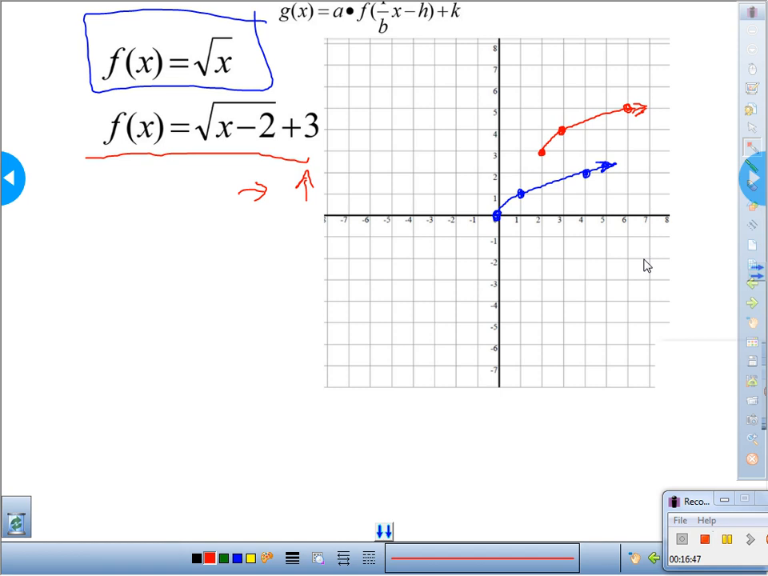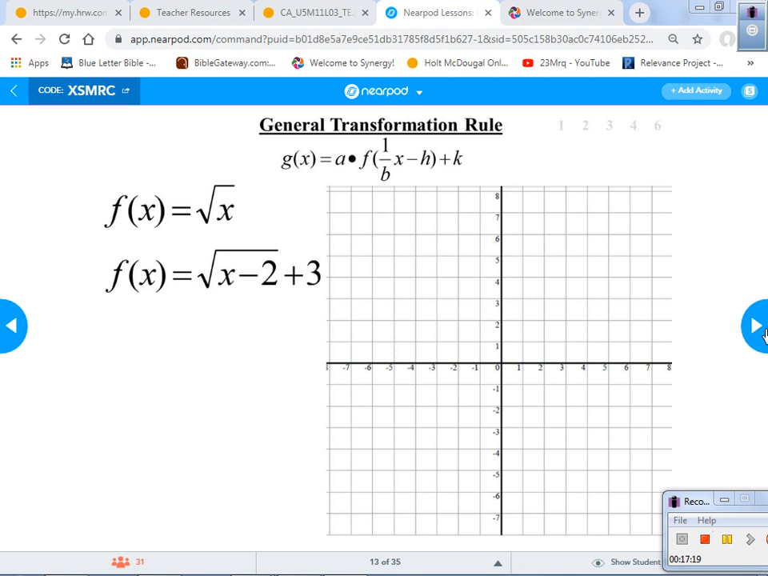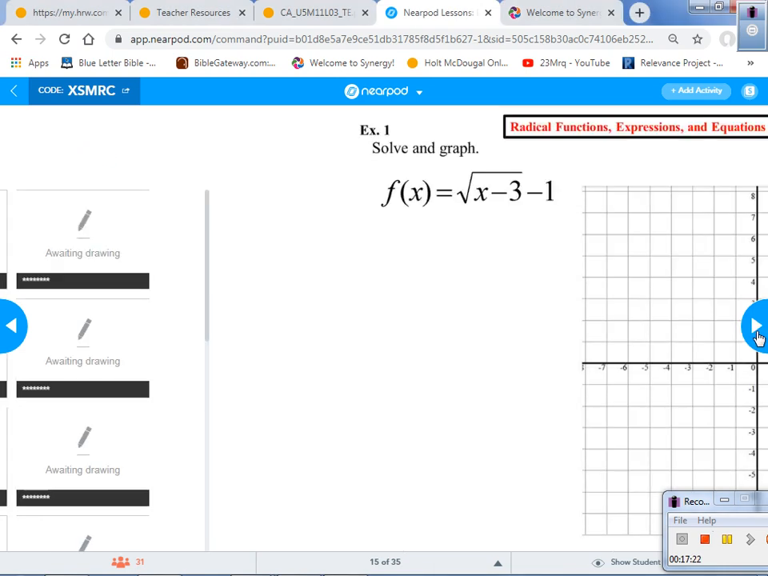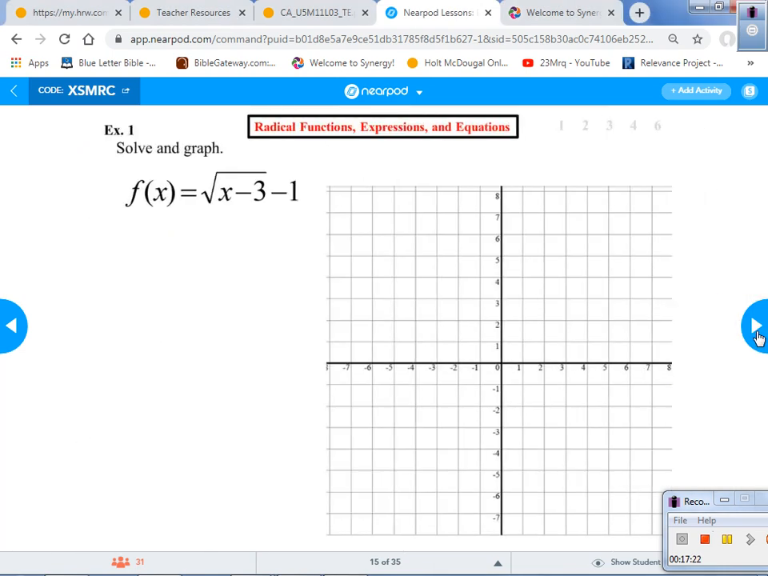All right, so now that we did a good introduction to graphing and transformations, now we're going to combine it. Now we're going to do one where we have to graph, and then we have to solve the function. Okay? Y'all ready? All right, let's go to the next problem. Here we go. Example number 1. Solve and graph f of x equals the square root of x minus 3, and then outside the radical, we have minus 1. Copy that.